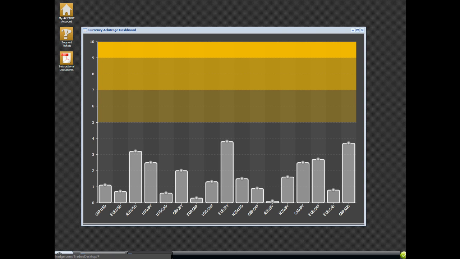This is our currency arbitrage dashboard. It's one of our more powerful tools. Many of our members kind of gloss over this tool because they prefer the trading systems or some of the other tools that they understand a little better. This is a very important tool to incorporate into your trading strategy.